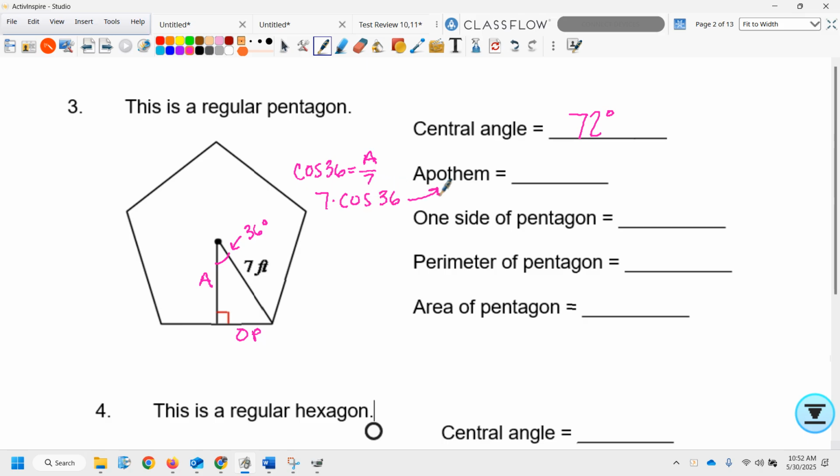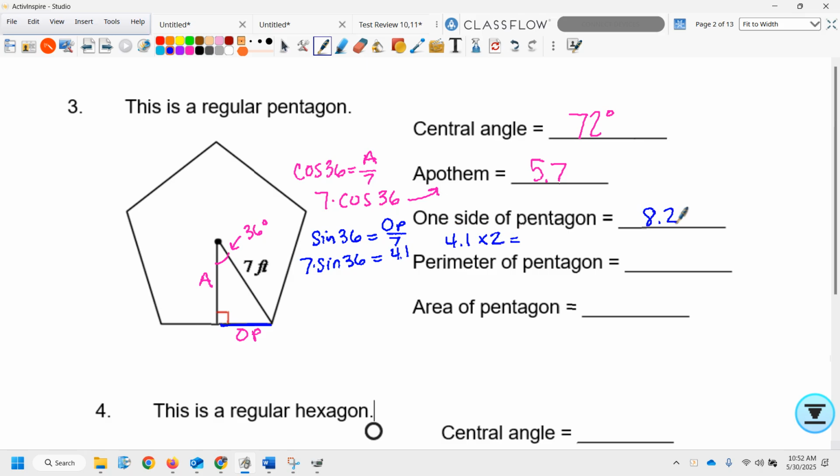I don't have to do anything else to that. So the apothem is 5.7. All right, now the one side, remember, this is half of the one side. So whatever number you get, you have to multiply it by 2. So sine of 36 is equal to opposite over 7. When we multiply, whatever we get, we're going to need to times that by 2. So I get 4.1. Well, 4.1 times 2 is 8.2.